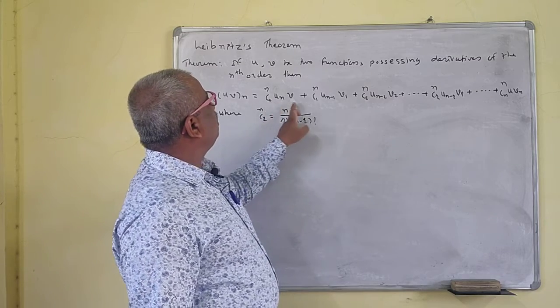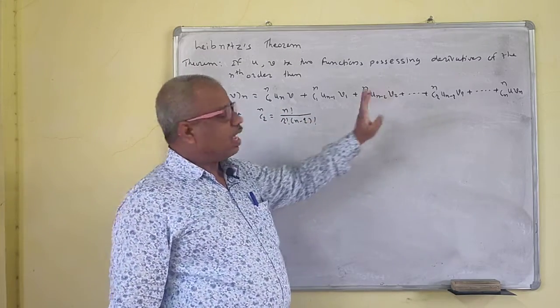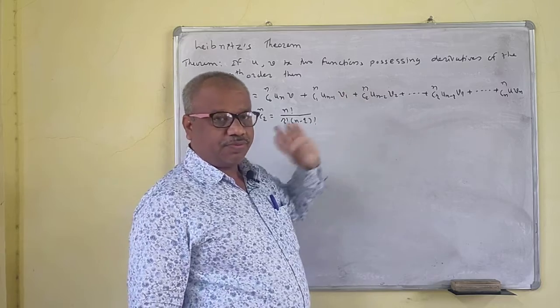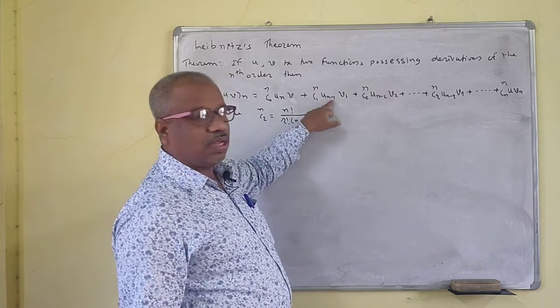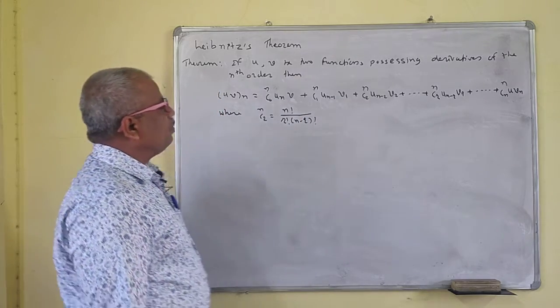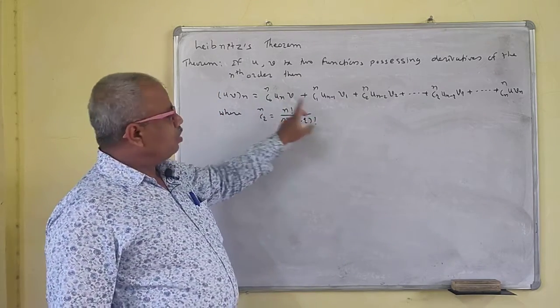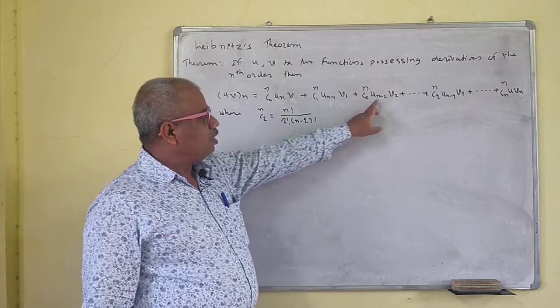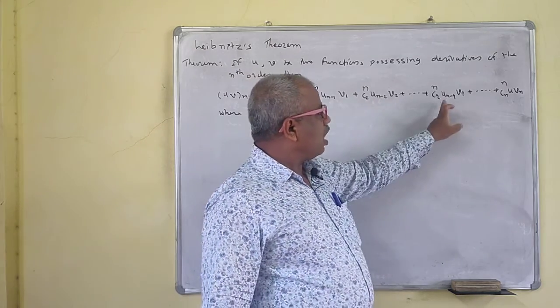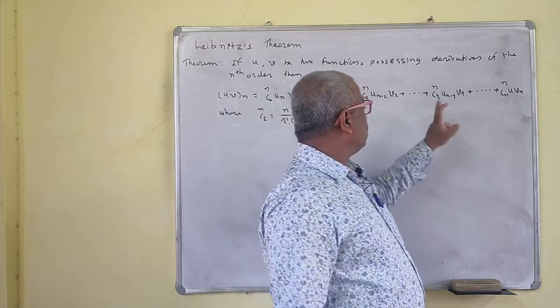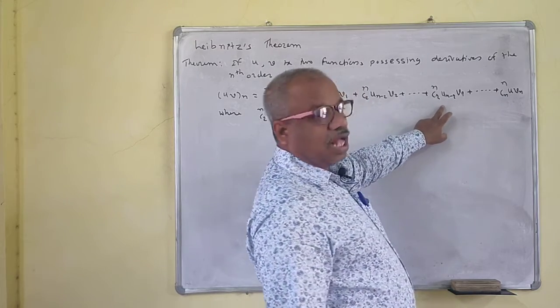Go on increasing the bottom number and give that to v. Then take the difference, n minus the bottom, as the suffix of u. So this is the nth derivative of u, this is the n minus 1th derivative of u, this is the n minus 2th derivative of u, and so on. This is the rth term, and this is the r plus 1 term.